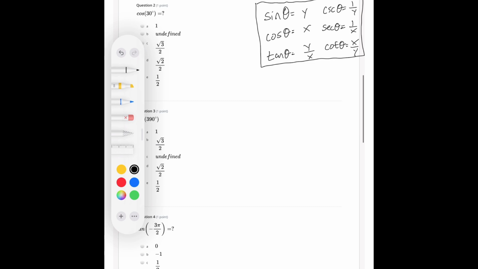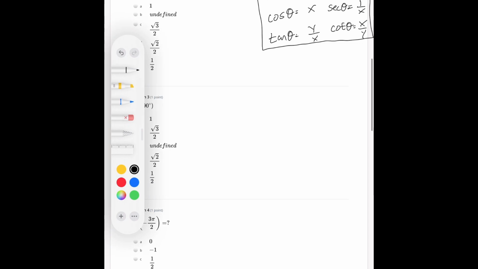Alright, so let's go through these questions. Looking at our unit circle, cosine of 30 degrees. On your unit circle, go to 30 degrees, and we're looking at the x part of the coordinate. At 30 degrees, your coordinate is root 3 over 2, comma 1/2. But we're just wanting the x part, so root 3 over 2.